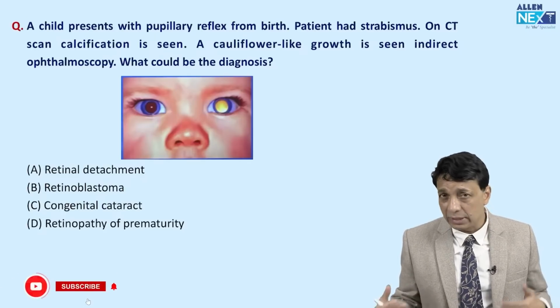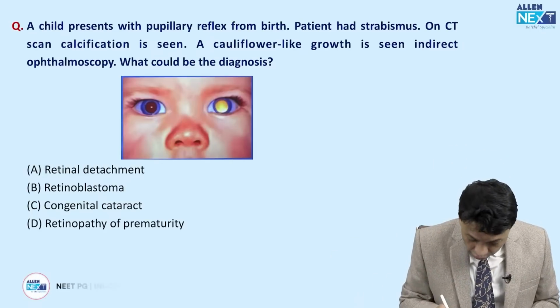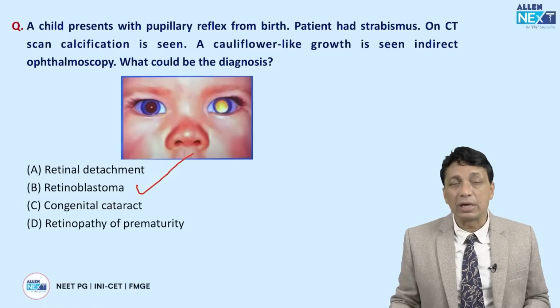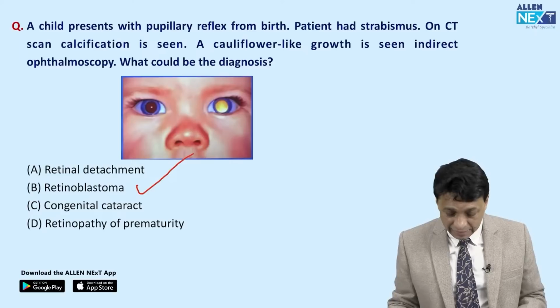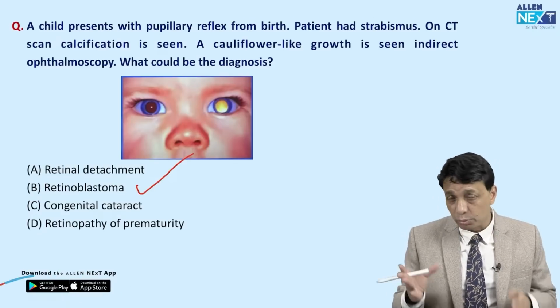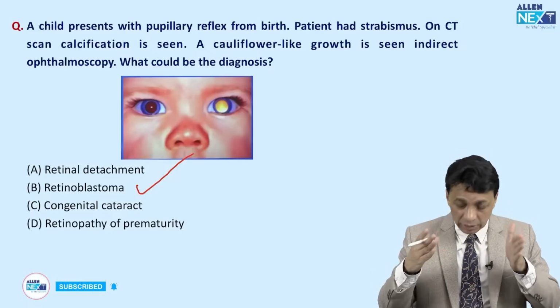What could be the diagnosis? And ladies and gentlemen, you do not have to read the choices also. Straight away, you have to look for choice number B, which is retinoblastoma. There are so many clues. First, we get the leukocoria, the white pupil reflex. Second, he had squint also, which is the second commonest presentation of retinoblastoma after leukocoria.